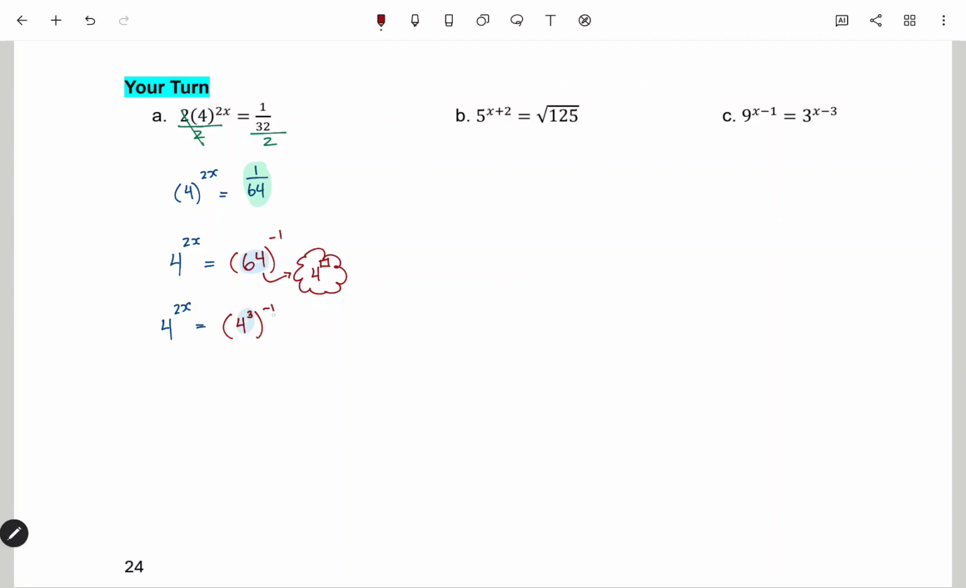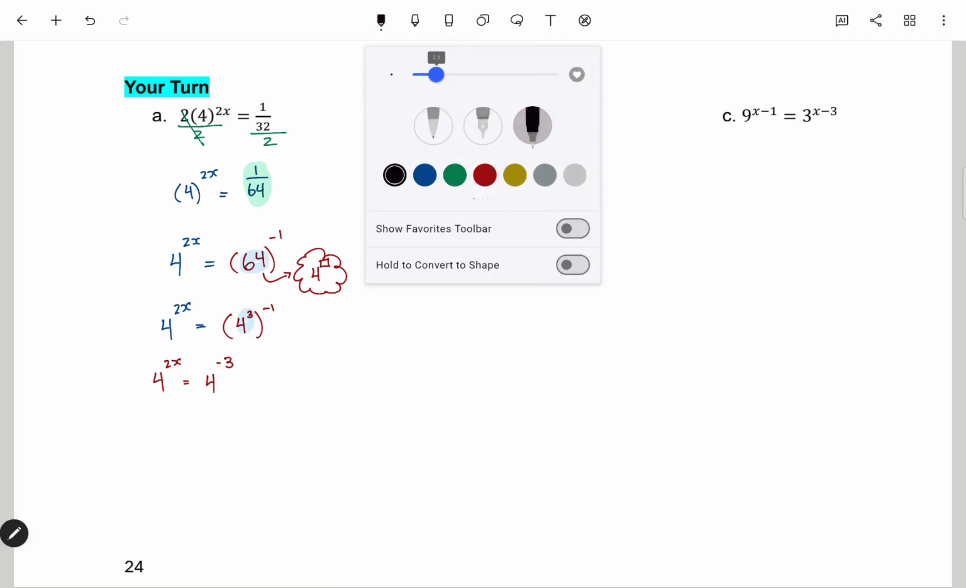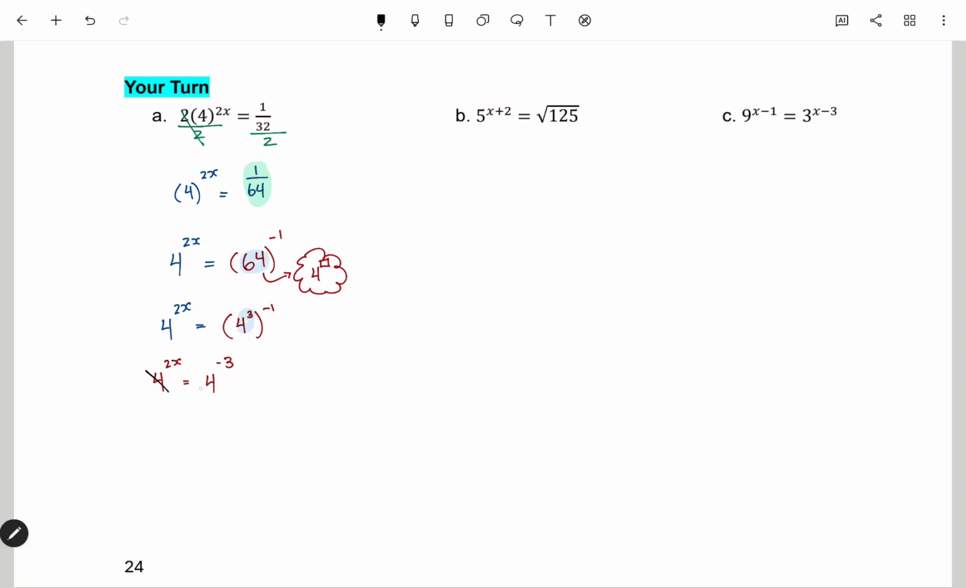Again, we have that power to a power, so this is going to be 4 to the 2x equals 4 to the -3. Bases are finally the same, so let's ignore the bases. 2x is equal to -3. Divide both sides by 2. x is equal to -3 halves.